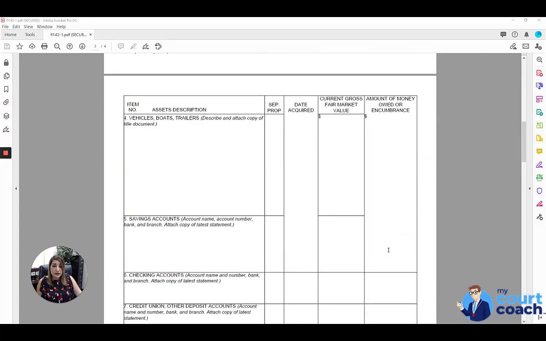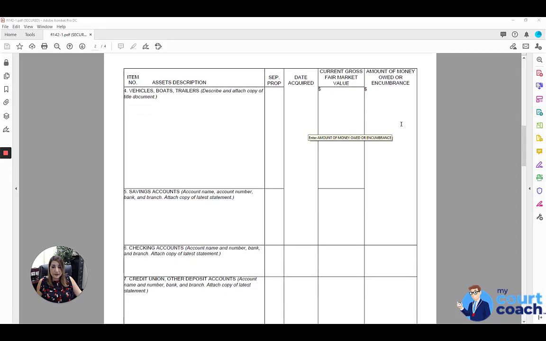Item number 4, vehicles, boats, trailers. It says to attach a copy of the title document. In addition to that, I would also attach for fair market value a Kelley Blue Book private party value printed out. And then if there's a loan on the car or money still owed on it, please attach a current loan statement as well.